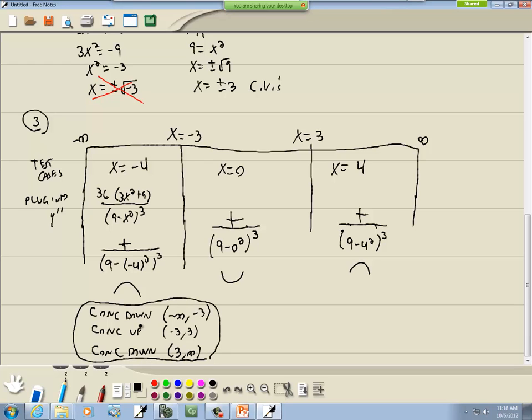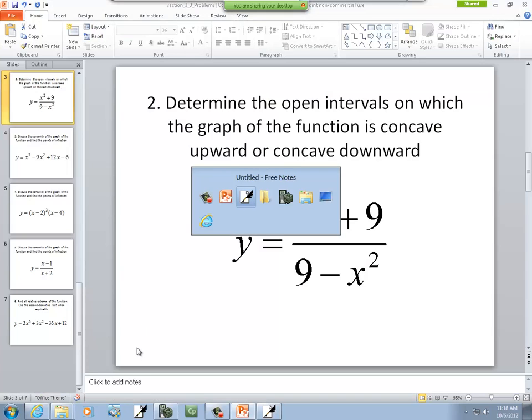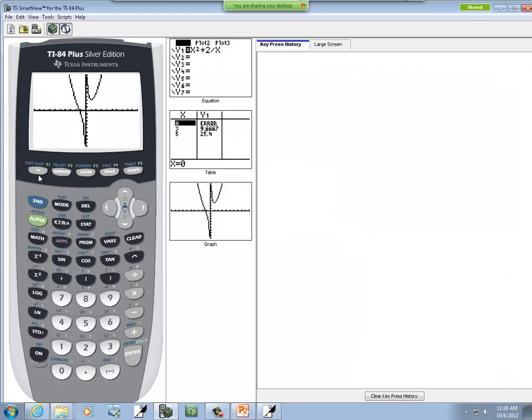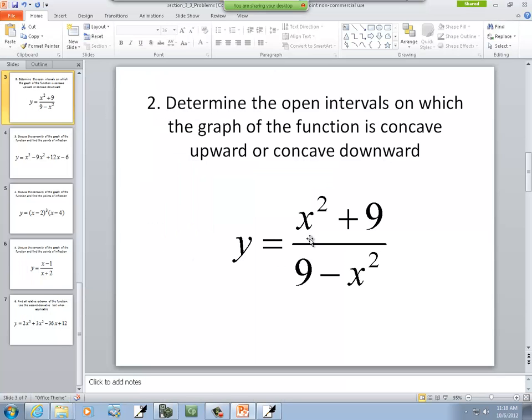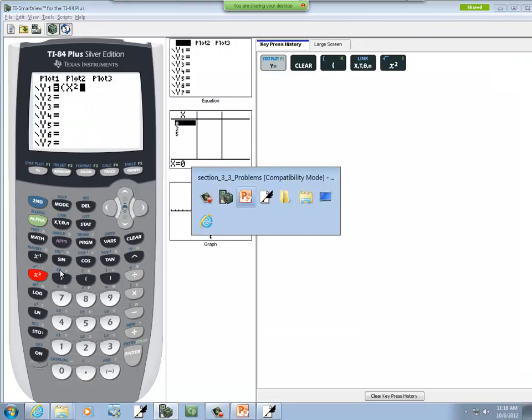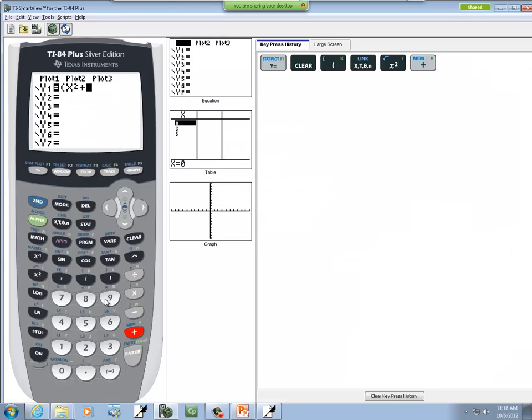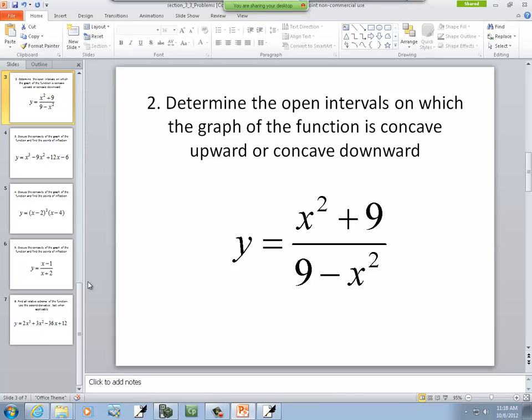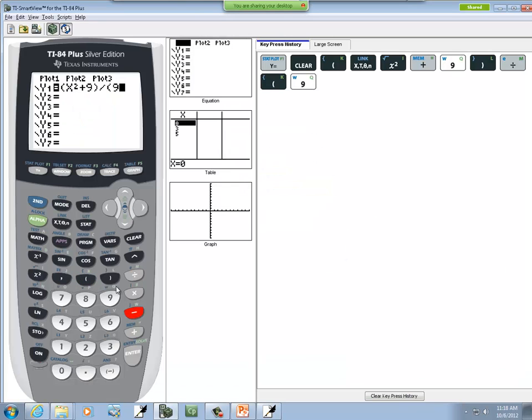Let's go look at our original graph. So let's graph this. I'll press my y equals, press clear. Now when you're putting a fraction in, you have to put parentheses around the top and parentheses around the bottom if there's more than a single number or a single variable. So I'll put a beginning parenthesis, x squared plus 9, close parenthesis, divided by beginning parenthesis, 9 minus x squared, close parenthesis, and then graph.